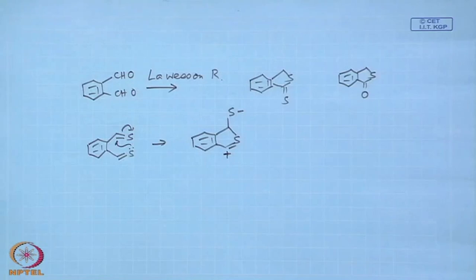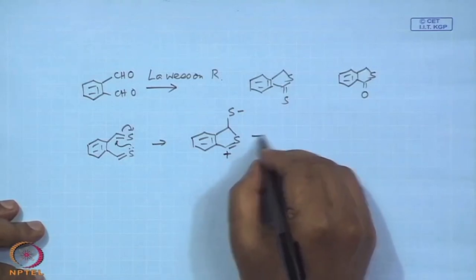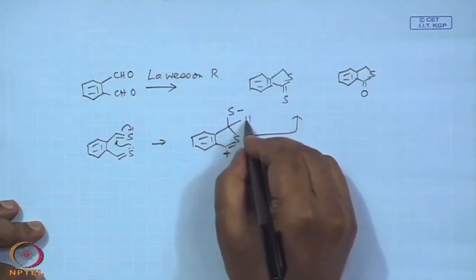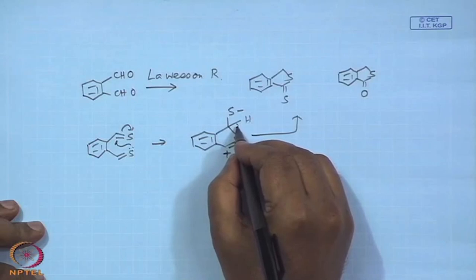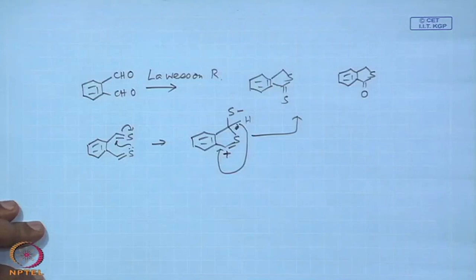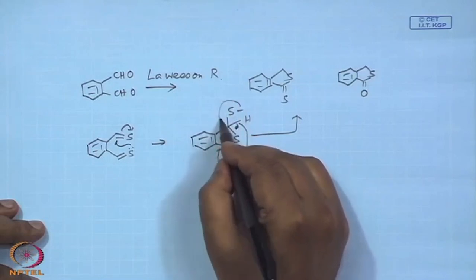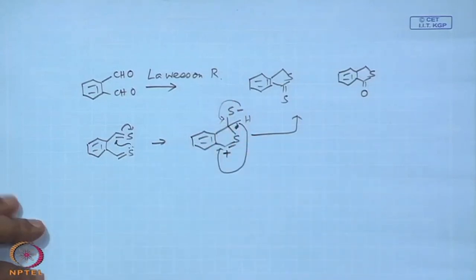What next can you think of? Because this is the product, right? If this is the product, then it has to be something like this. This hydrogen probably would migrate to this one. So if you do this hydride migration to this sort of a benzylic cation here, you can get to this compound. This is the tentative proposed mechanism, and apparently it looks okay.